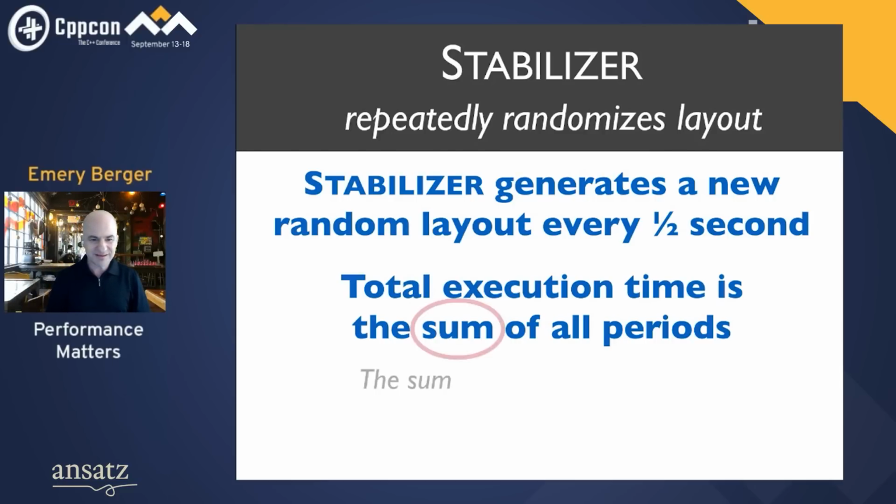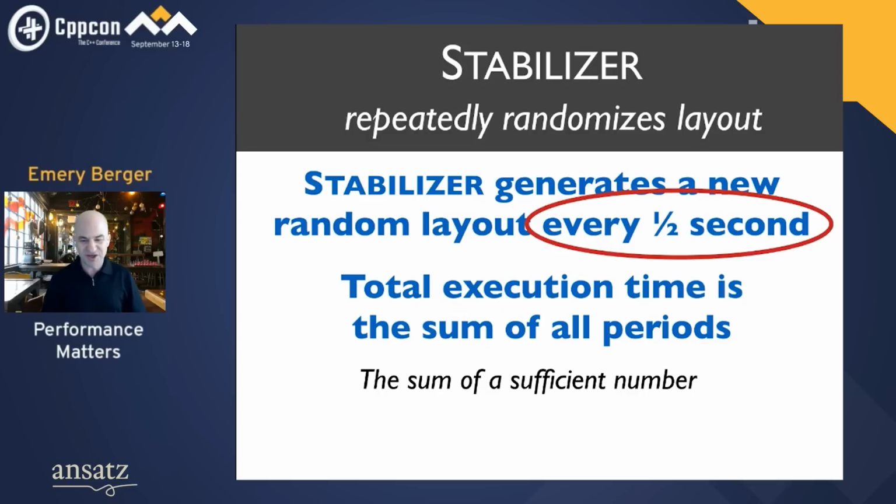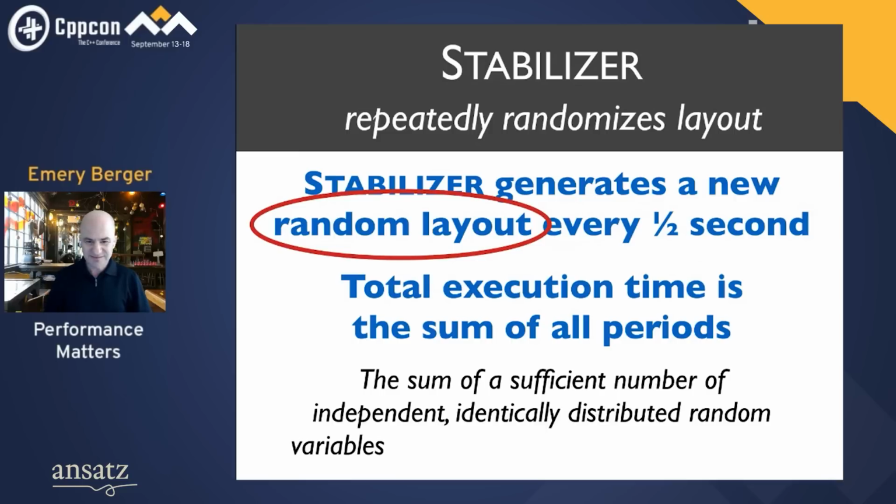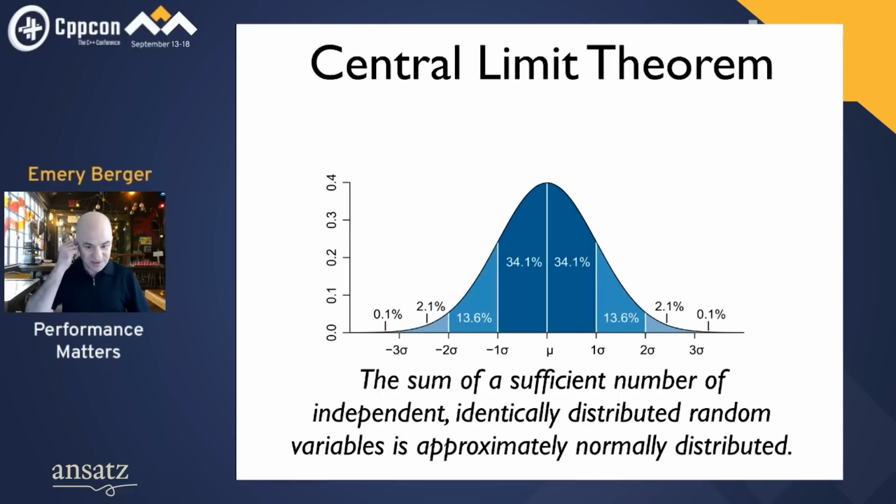But it allows us to appeal to the central limit theorem. So we have the sum of a sufficient number of periods, if your program runs long enough, that at a half second each, say it runs 20 seconds or 100 seconds, this should be sufficient. They're independent because they're randomized. They're identically distributed because they come from the same code. They're random variables because they're random. That's the central limit theorem.